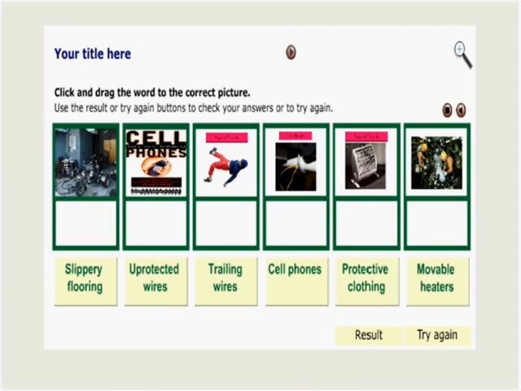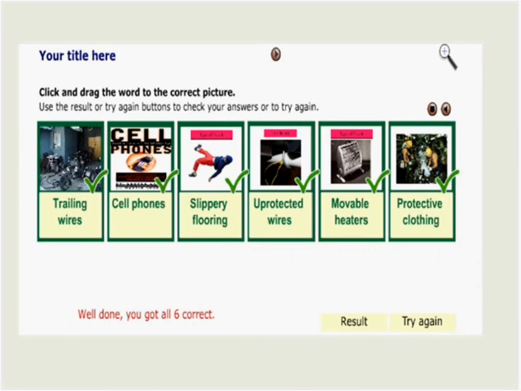And the nice thing was that they could start the lesson looking at pictures, and then also try some things out, and then individually see if they got things right or wrong. So you can see here Eunice has got various hazards, including movable heaters and cell phones.